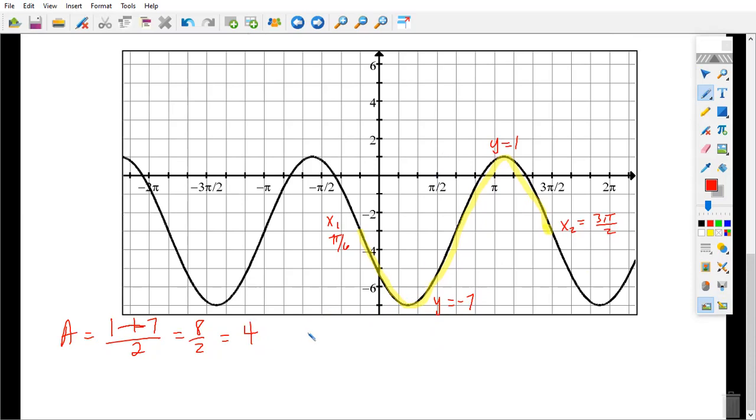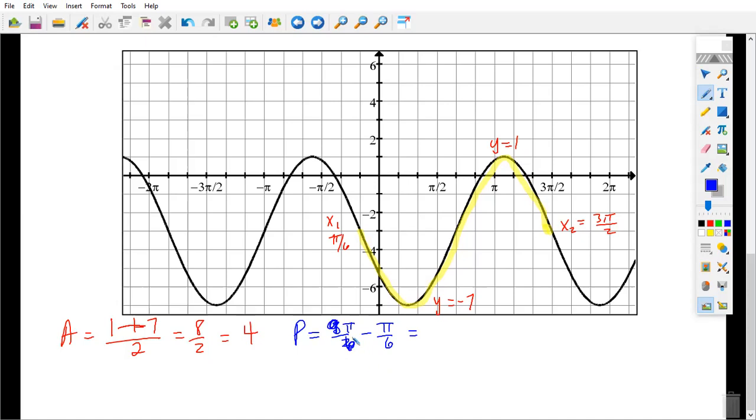Now we're going to find our B. In order to find our B, we have to find our P first. So to find our period, your period equals your x2 minus your x1. Our x1 is pi over 6. You can do a little quick manipulation here. How can I turn this into a common denominator? What does it become? 9 pi over 6. So this can become 9 pi over 6.